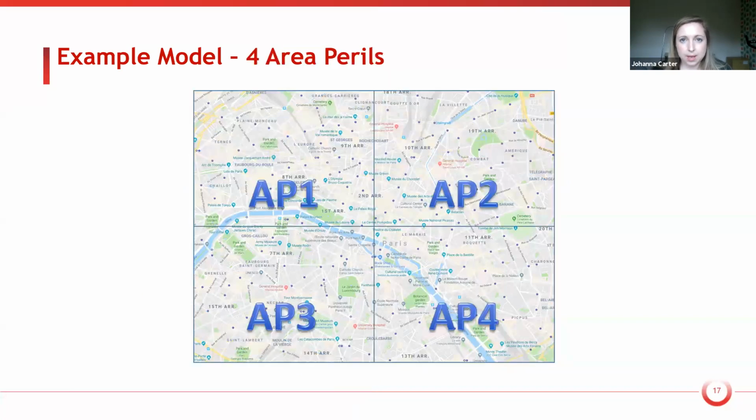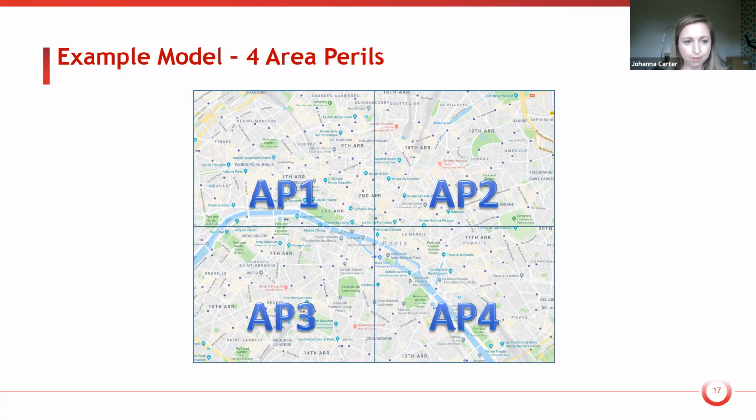Now, as a model developer, we need to decide how to divide up our region into areas. And those are called area perils. So we divide them up into area perils. The reason why it's not just areas is because it may be peril specific. And we may not be just looking at wind, we may also be looking at flood. And you might want to divide up the area differently for the different peril. You might need a higher resolution near the river, for example. So we call them area perils, but it's just a way of dividing up the geography.